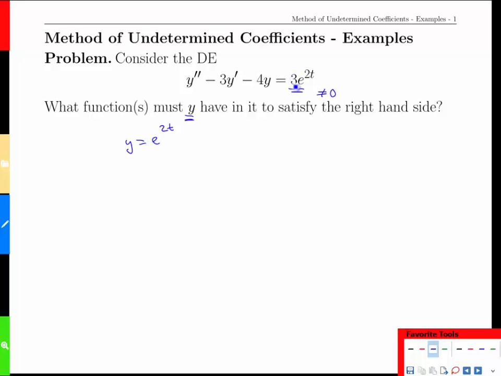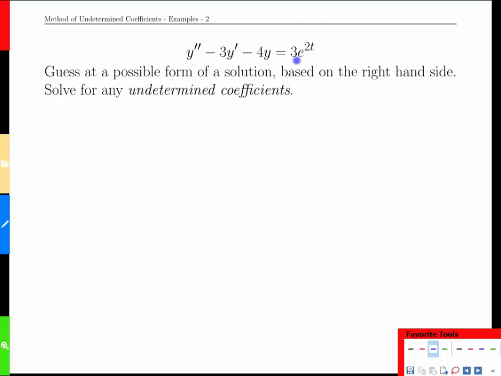Now, is that going to be generic enough? Not quite, because you notice this is a 3. And if I had y equals 3e to the 2t, I'd have to have 3e to the 2t's here as well. But we also have the derivative, second derivative, some coefficients. So what are we going to do? We're going to take that inspiration that y has to be based on e to the 2t. That's the only way to get this left-hand side to simplify down to give us e to the 2t. But it could be any multiple of it.